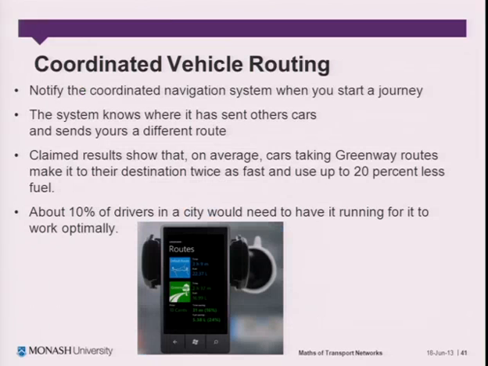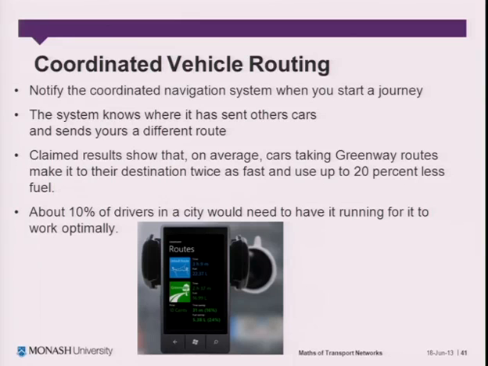The general principle is that whenever you're setting out on a journey, you notify the navigation system where you're off to. So the system knows where it sent other cars, so it sends yours a different route, in effect. There were a number of simulations done in Beijing. With the cars taking the Greenway routes, they double the speed, and they actually get there twice as quick and use a lot less fuel, which is one key issue that we want to focus on.